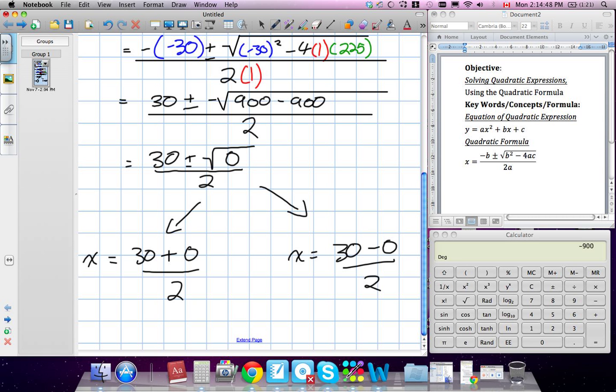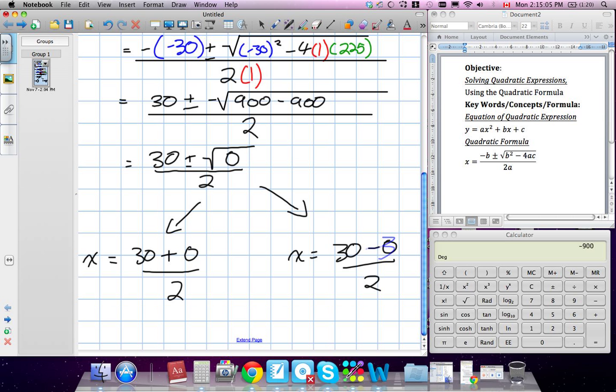So we'd end up with two different answers, which would make sense because if we have a quadratic, we have two different x-intercepts a lot of the time. In this case, this is where the vertex is touching the x-axis. Anyways, 30 divided by 2, it's going to be the exact same thing over here.